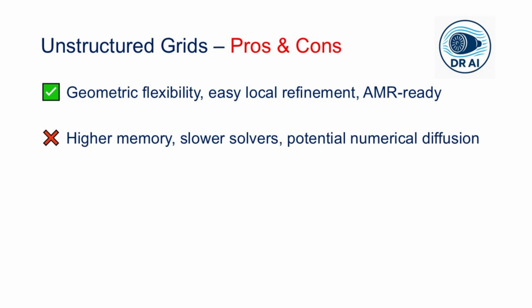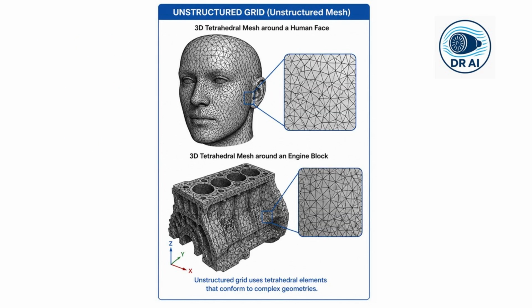Now, the disadvantages. Higher memory usage, since connectivity tables are needed, and slower solvers due to indirect memory access and less efficient linear algebra. The third and last disadvantage is the potential for higher numerical diffusion because cell faces are not aligned with the flow. So here is a practical tip. Unstructured grids are the default for industrial, automotive, and aerospace applications with complex geometries, but always check the mesh quality metrics: skewness, aspect ratio, and orthogonal quality.